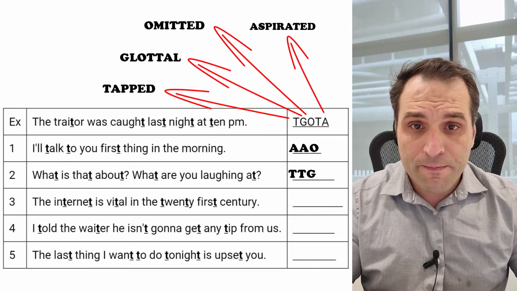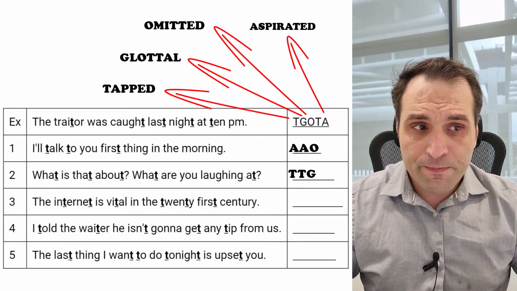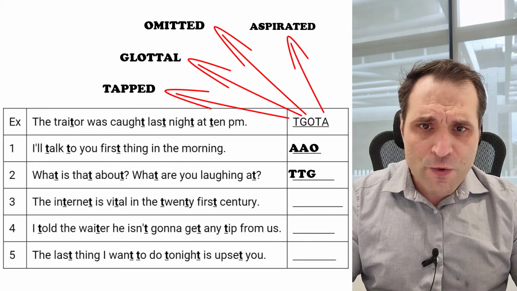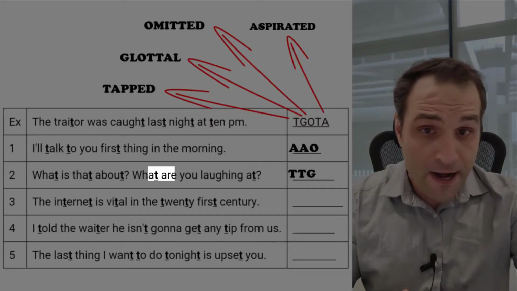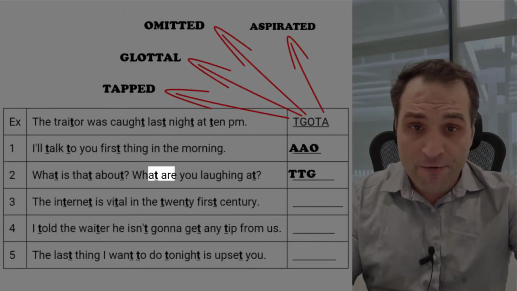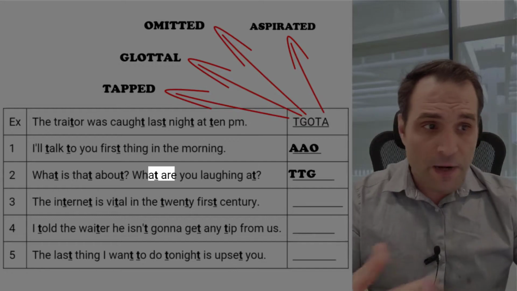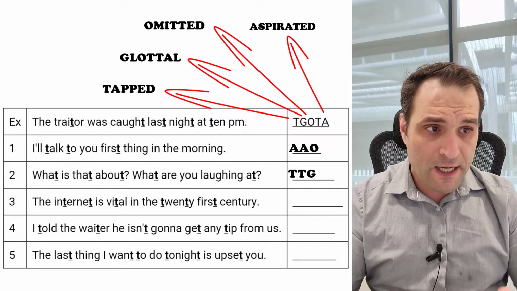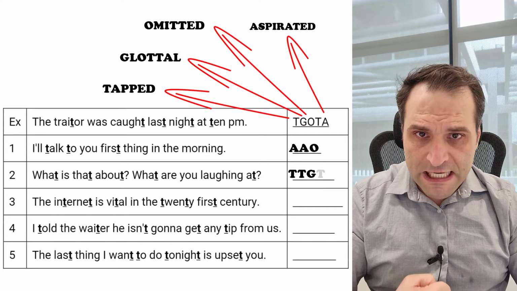I'm saying about. What is that about? Okay? And then I continue, what are you laughing at? I say, what are you? So I got, again, another vowel, R, right? The A in R, that's a vowel. So now T is in between. So it's a tapped T.